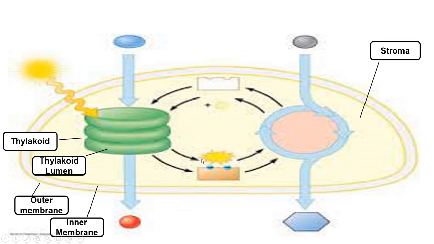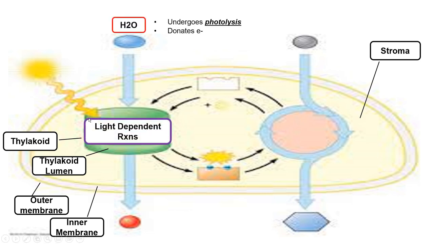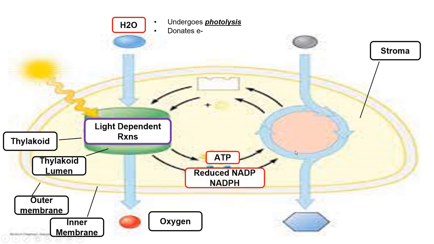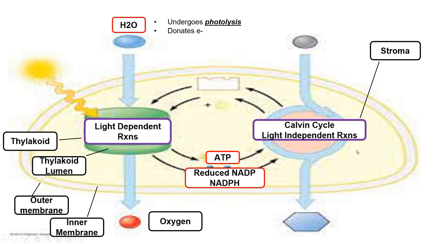Because the chloroplast is a descendant of the prokaryotes, it also has 70S ribosomes and a single circular chromosome. Chloroplasts are different, though, because they do a process called photosynthesis. As I said, there are two portions to photosynthesis: the light-dependent reactions, which happen in the membrane of the thylakoid, and the light-independent reactions, also known as the Calvin cycle, which occur in the stroma.